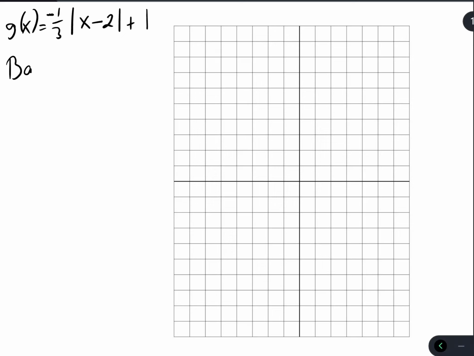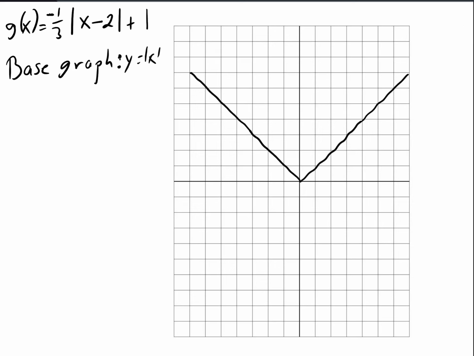All right, so again, let's start with our base graph. The base graph here is y equals absolute value of x. Our absolute value function is this nice V shape where the bottom of the V hits the origin. So there's our base graph. So let's go through one by one and handle each of the transformations.